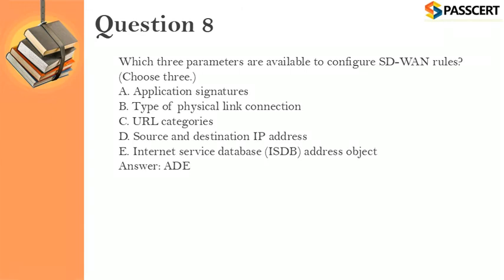Question 8. Which three parameters are available to configure SD-WAN rules? Choose 3. A. Application signatures. B. Type of physical link connection. C. URL categories. D. Source and destination IP address. E. Internet Service Database, ISDB, address object.